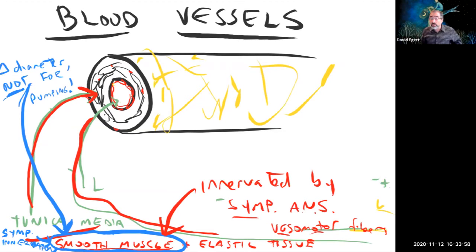There are some cases where autonomic parasympathetic can control blood vessel diameter, like in sexual arousal, the parasympathetic nervous system is in charge of vasodilation that results in erection and things like that. But for the most part, when you think about the vessels changing diameter, you think about it being controlled by the sympathetic nervous system.